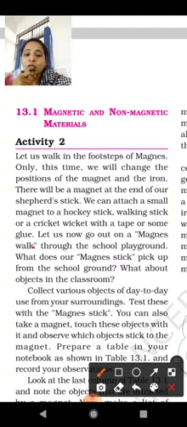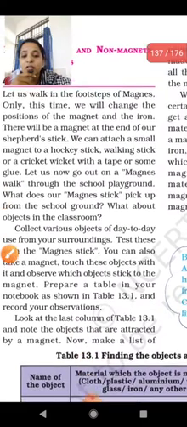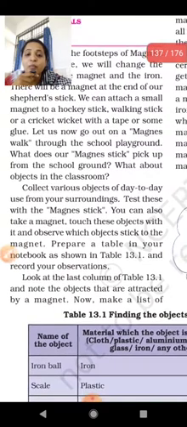Through the school playground, what does our Manganese stick pick up from the school ground? What about the objects in the classroom? See what they are telling, let us move to the school playground, school ground, and see what objects we will get from the ground and the objects from the classroom. That both we have to see. Collect various objects of day-to-day use from your surroundings. Test this with the magnet stick. You can also take a magnet, touch the object with it, and observe which object sticks to the magnet. See what they are telling, now take the magnet and see which of the objects you have collected is sticking to the magnet or not.